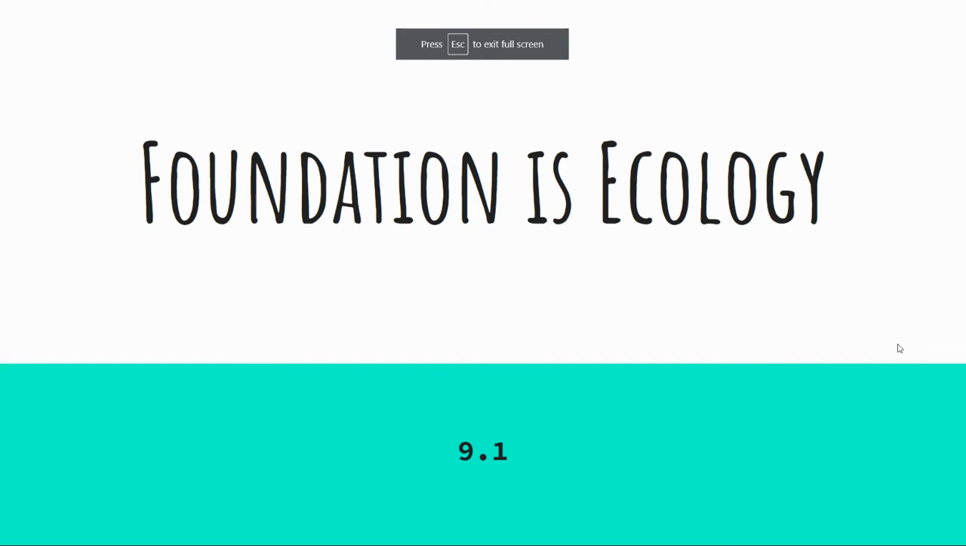All right, so we're going to move into the last unit of the course, which is going to deal with ecology. And 9.1 is going to look at foundations in ecology. The main thing we're going to look at is the different levels of ecological study that scientists do. And we'll start at the largest and work our way down to the smallest.